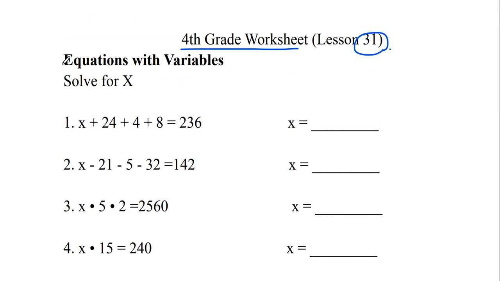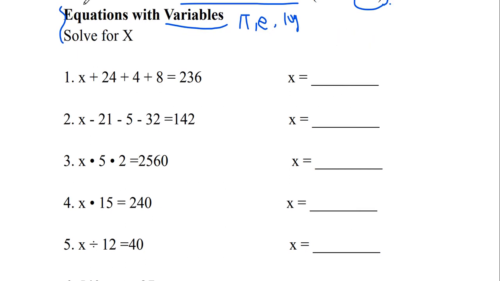Okay, first off with equations with variables. And again, variable meaning a placeholder. So a variable can be anything, such as an irrational number or a rational number like pi or e or anything, or even like logs and derivatives or anything. A variable can be anything. So let's try to solve number one.